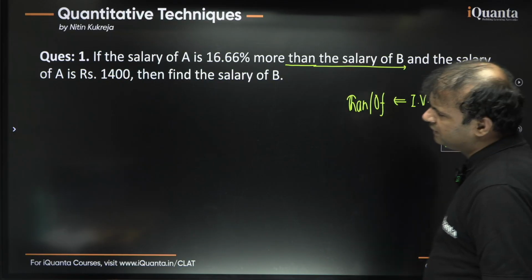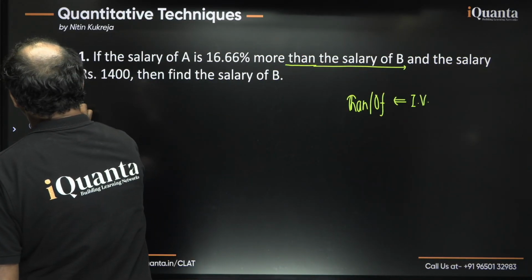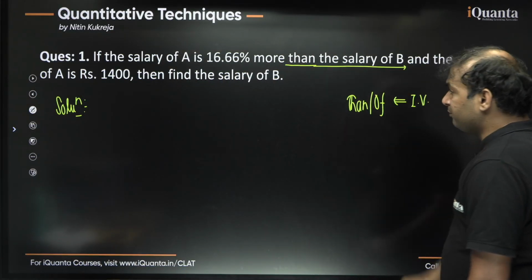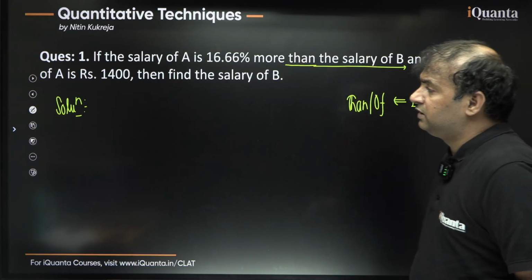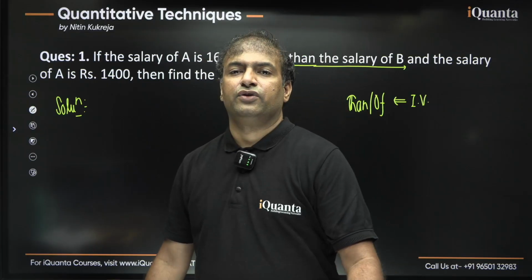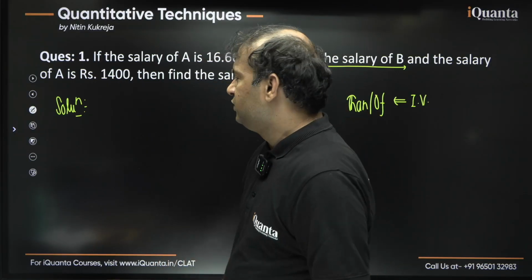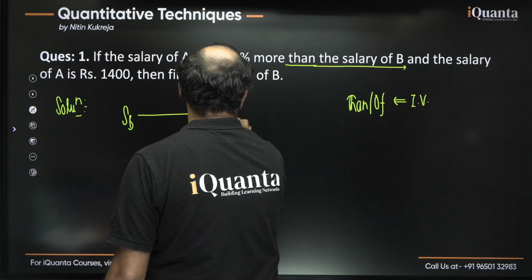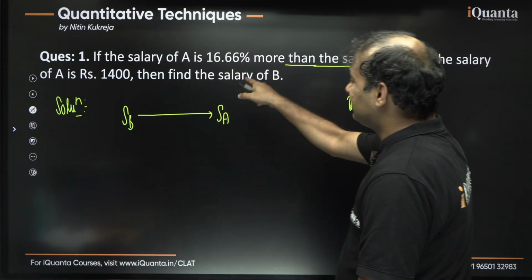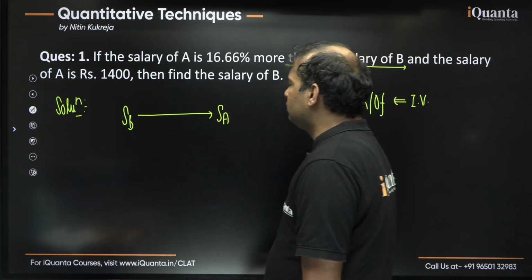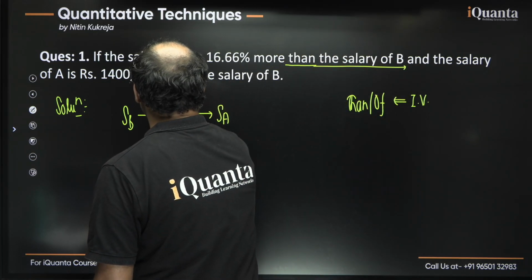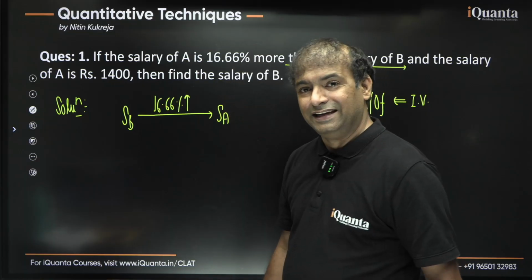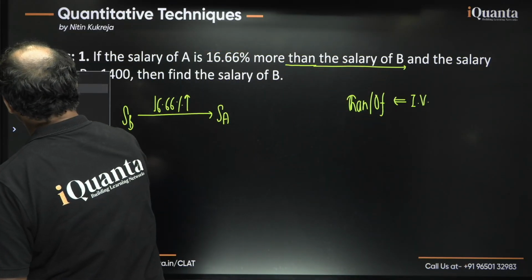So how do we solve this? As I said, "then" or "of" is written before the initial value, and in this question, "then" is written before the salary of B. That means the salary of B should be the initial value, and obviously the salary of A must be the final value, right? They have mentioned the salary of A is 16.66% more than the salary of B. So you can also say that the final value is 16.66% more than the initial value, right? This is also how we can write those things.